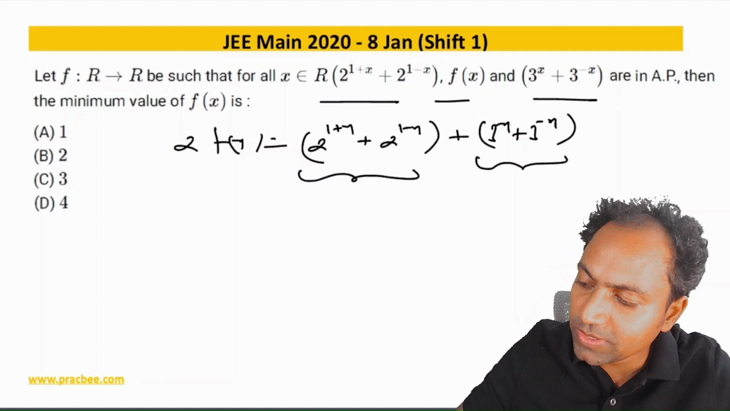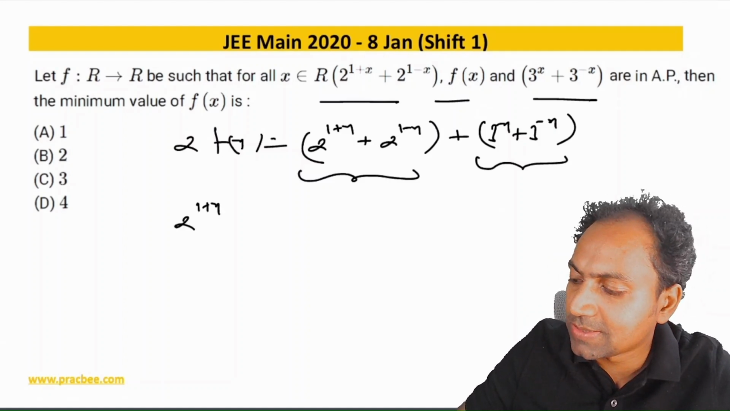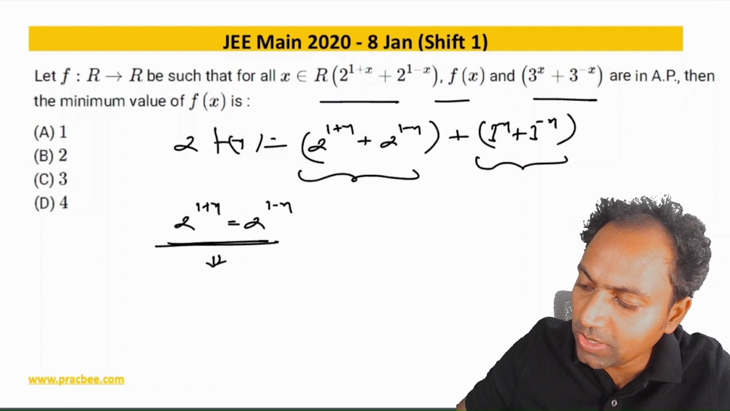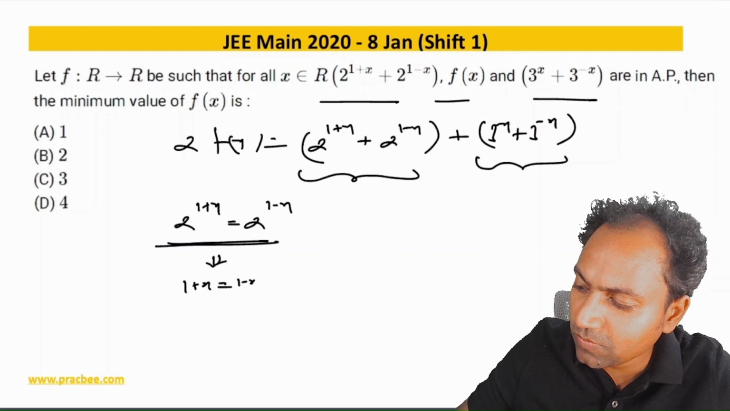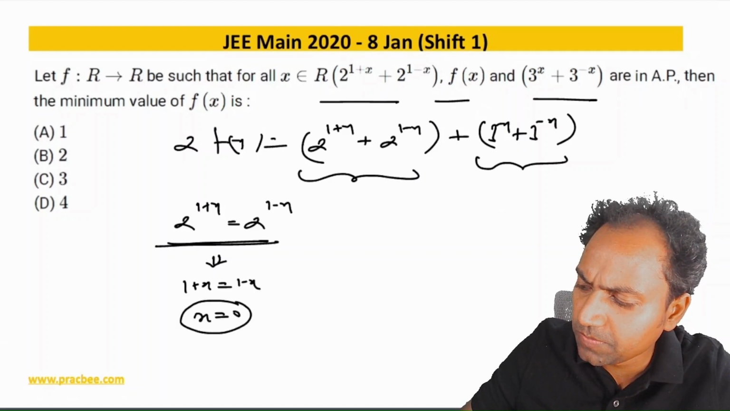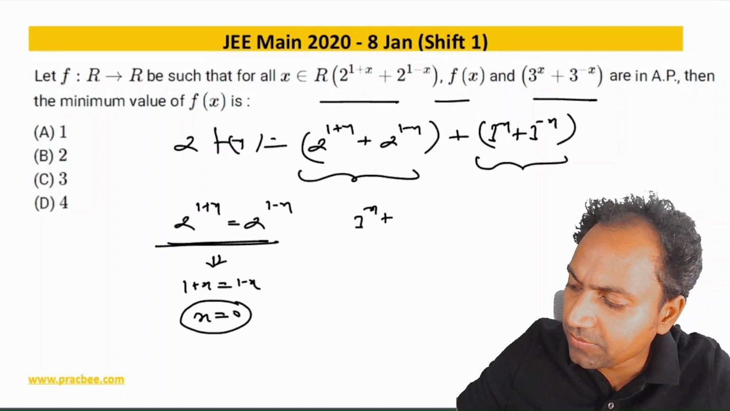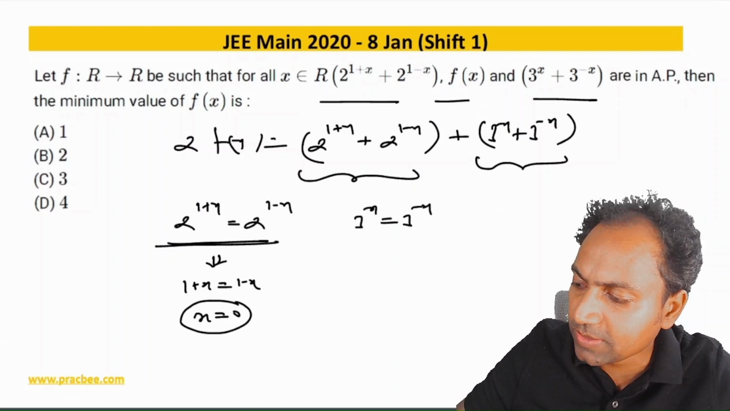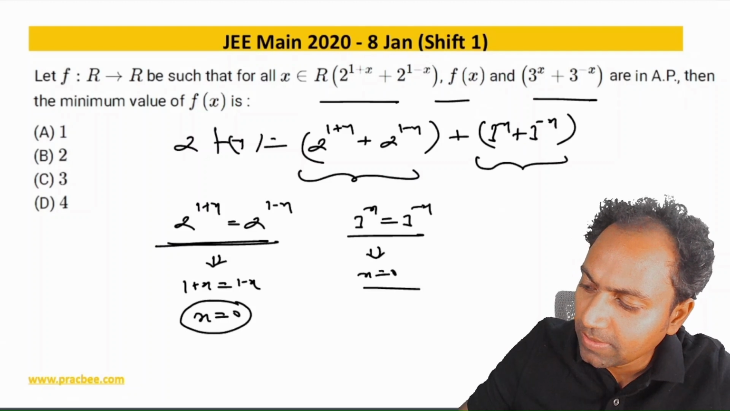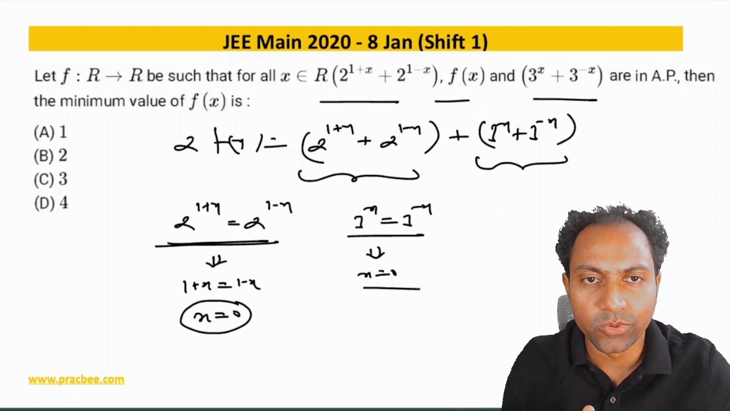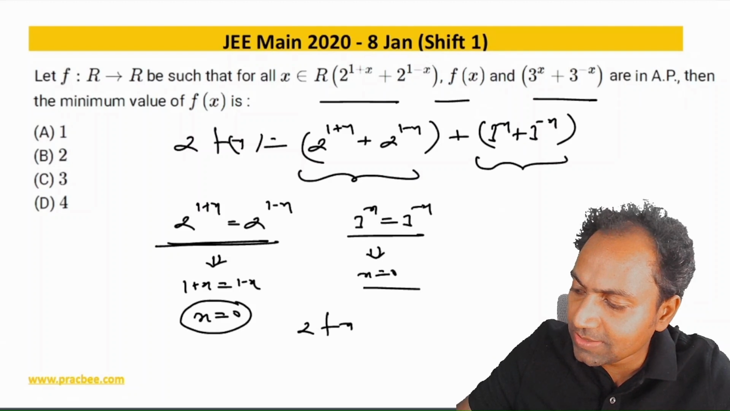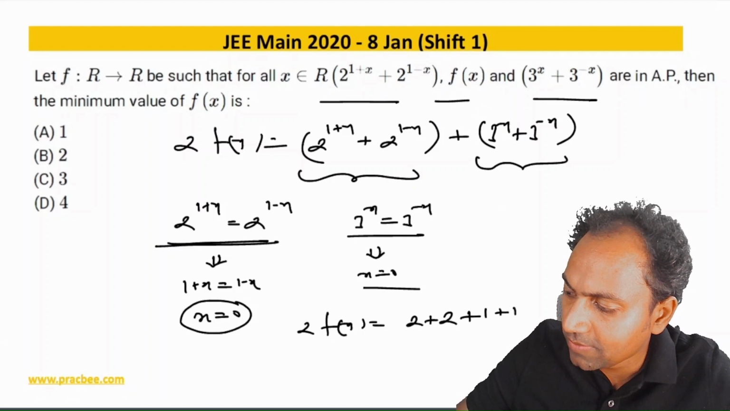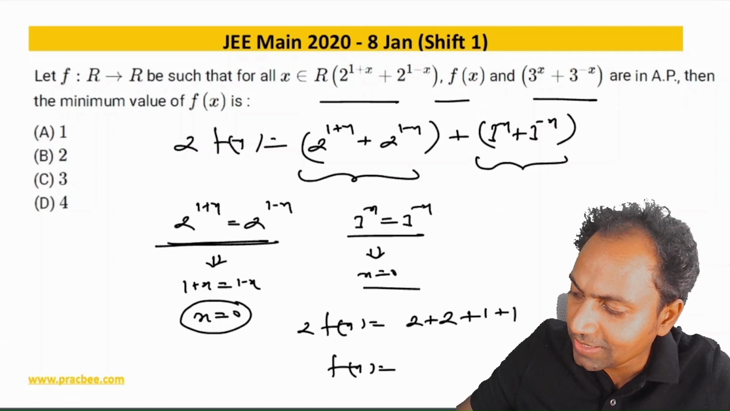Now if you look at the first, 2 raised to the power 1 plus x, this will take its minimum value when this part is equal to this part. And this can only happen when 1 plus x is equal to 1 minus x. So you can see that x comes out to be 0. Similarly, for this, 3 raised to the power x and 3 raised to the power minus x will also become the same, and hence this will also take its minimum value. So the minimum value will arrive when x is equal to 0. So this becomes 2, 2, 1 and 1. So the minimum value of fx comes out to be.